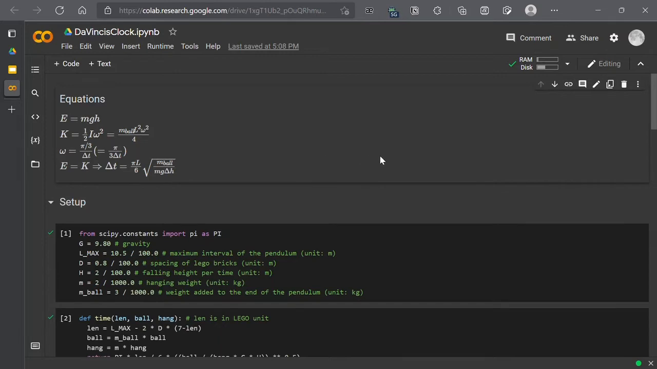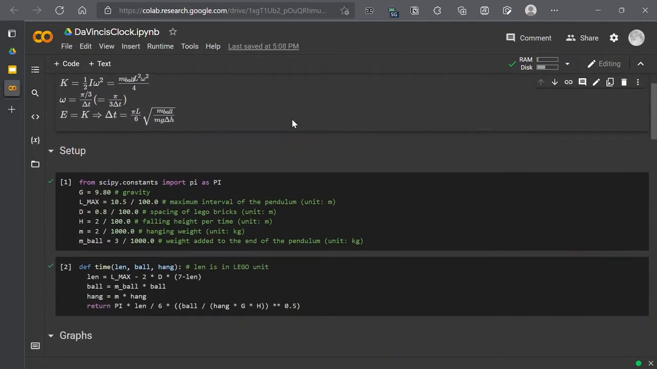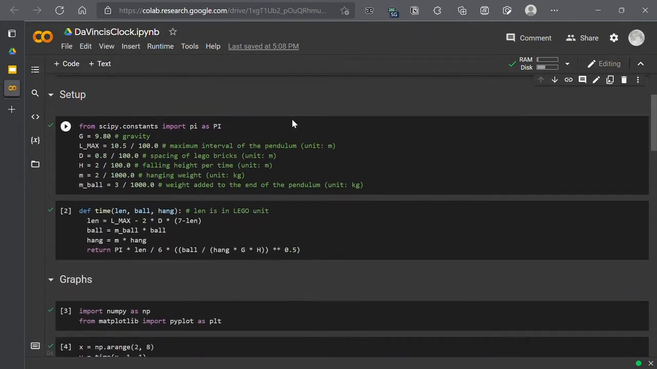Here is our Python simulation. The first part is the equations we use in this project, and we showed it in the math part. The second part is the setup for this Python project.